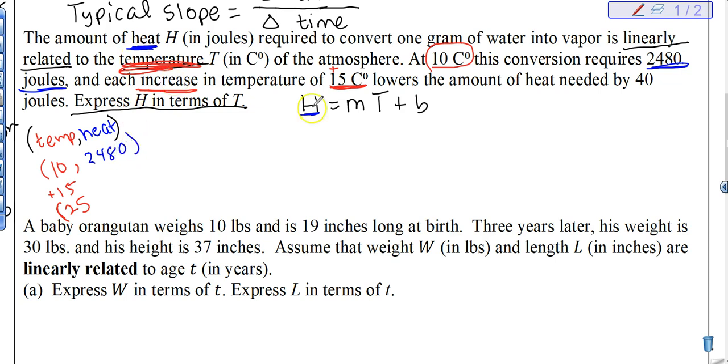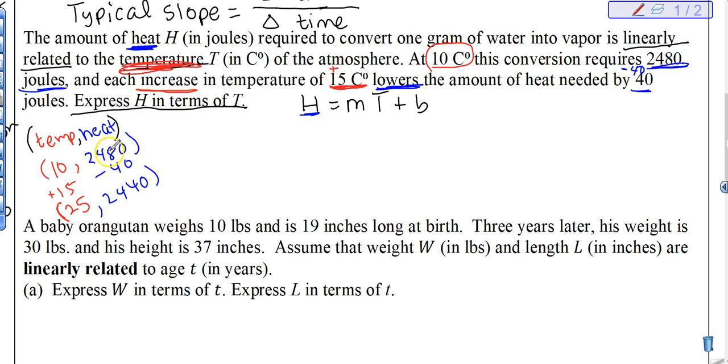And then my second piece of data is what? It lowers by 40, so that means it's going down. So let's subtract 40 to get my other data. So if my temperature went up 15, my joules went down to 2,440. And look at that. I have 2 points.